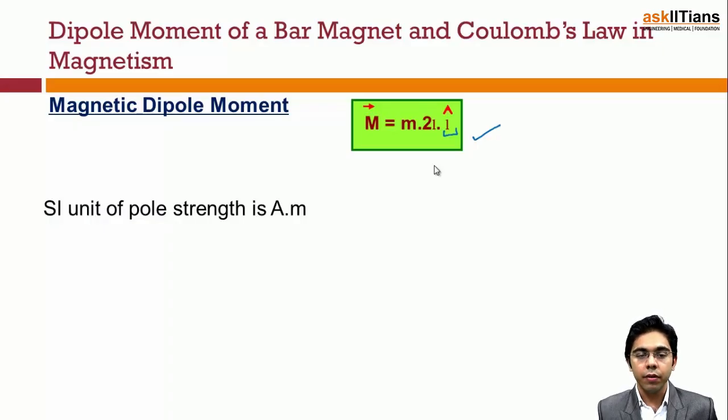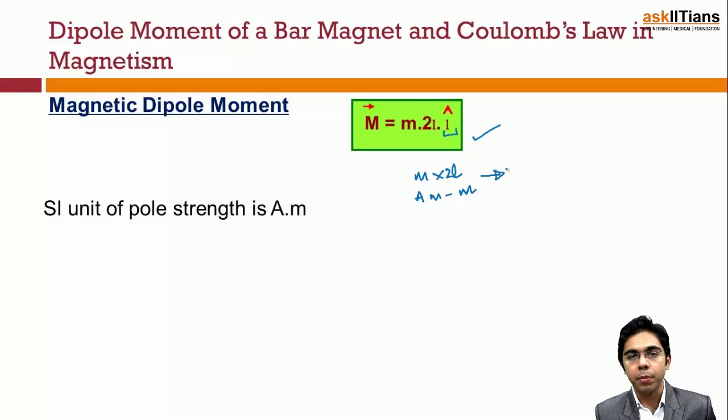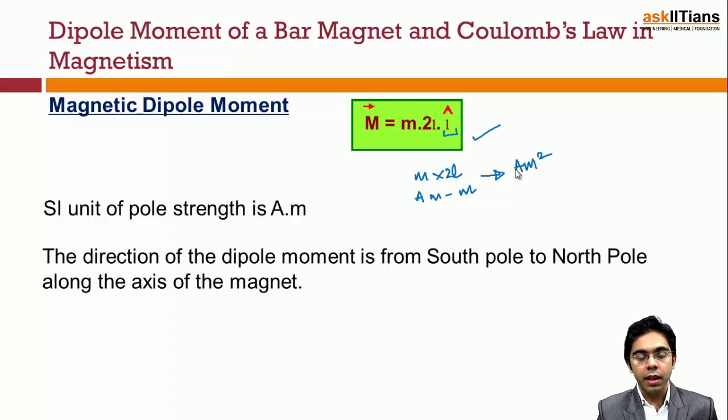Now if the SI unit of the pole strength is ampere meter, and we are multiplying the pole strength with the length, that is m into 2L, where 2 does not have any unit, so it is ampere meter into meter. Therefore the SI unit of magnetic dipole moment comes out to be ampere meter square. Now the direction of the dipole moment is from the south pole to the north pole along the axis of the magnet.